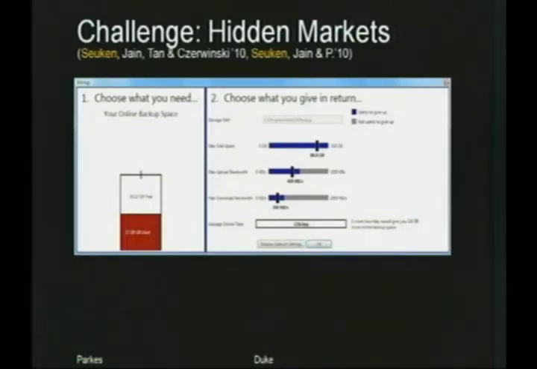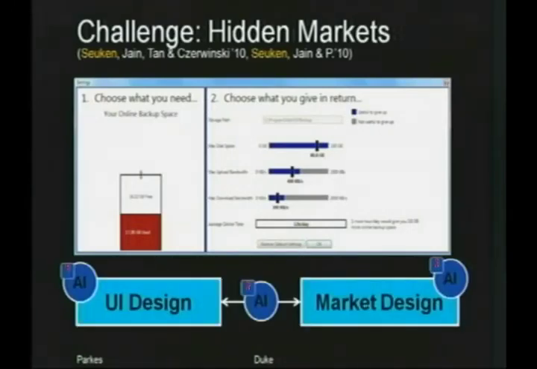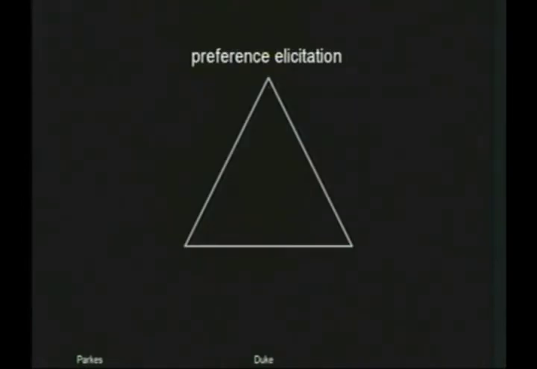And I think this is an example of a nice line of research where we'll need to think about things like this if we want to use lots of microtransactions happening all the time that are hidden from us, because we don't want to worry about all those details. It involves UI design, AI, and market design.